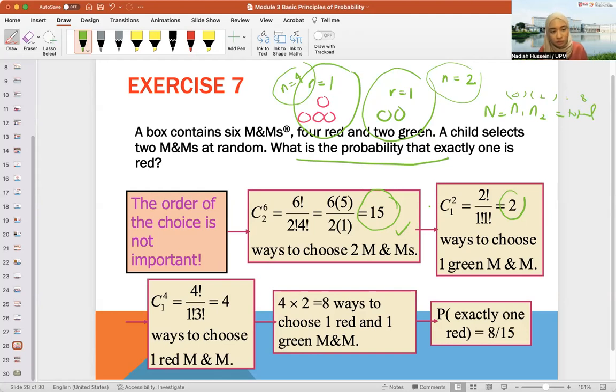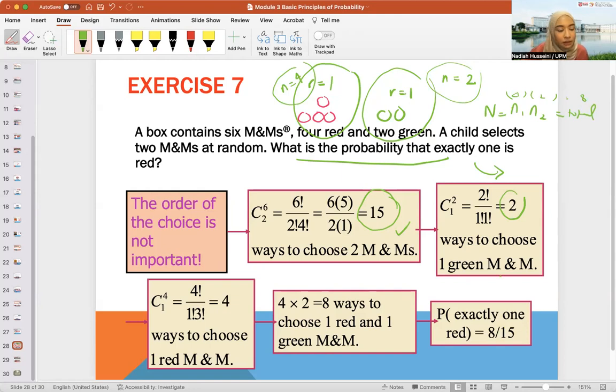And the second question asks you, what is the probability of selecting 1 red and 1 green? This is me breaking down this question. How many times does that happen? It happens 8 times. So 8 out of 15.